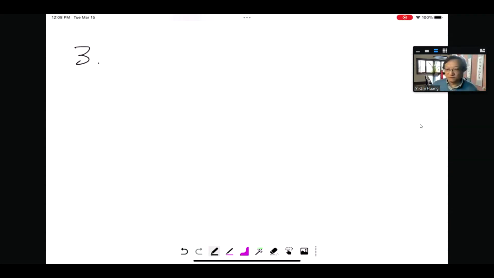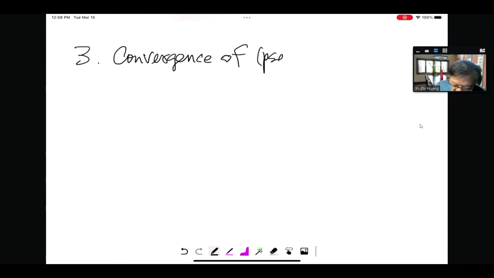The next topic I want to discuss is the convergence of, in general, pseudo traces, but in the case of a rational conformal field theory, we only need to take the Q traces. So I put parentheses here.